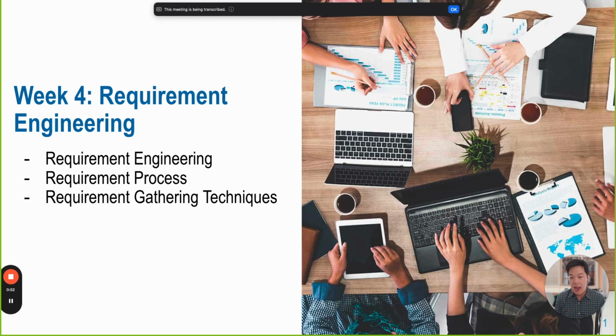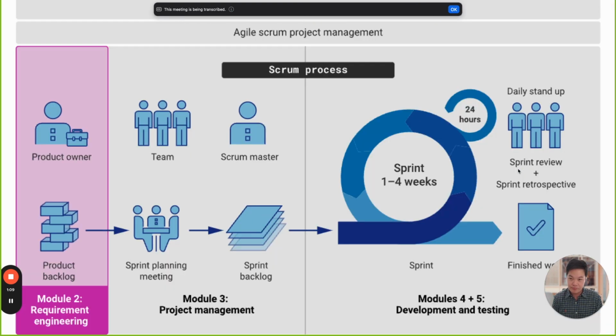Today we're going to cover what exactly a requirement is, and there are different types of requirements as well. We will go through the process to elicit the requirement. How can we gather the requirement? We are still on the early step of the Agile Scrum project management. First we need to elicit the requirement, collect the requirement from the product owner, develop the product backlog, and then we can start developing the software.